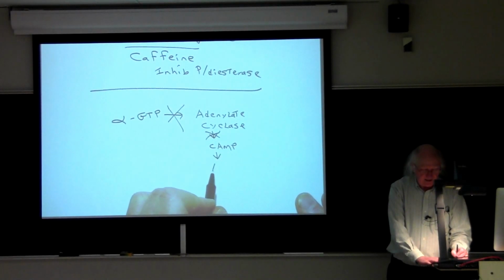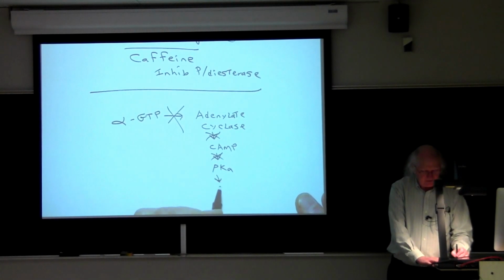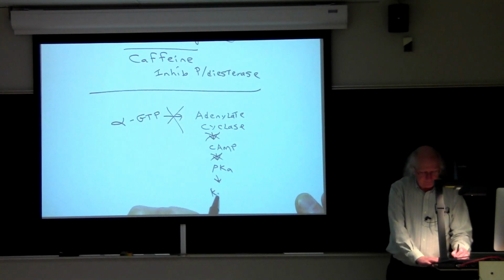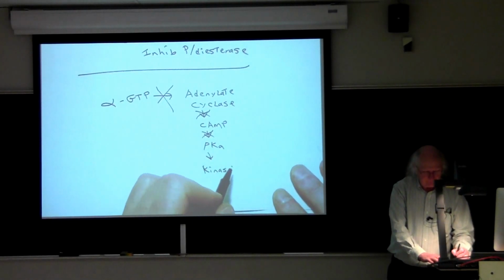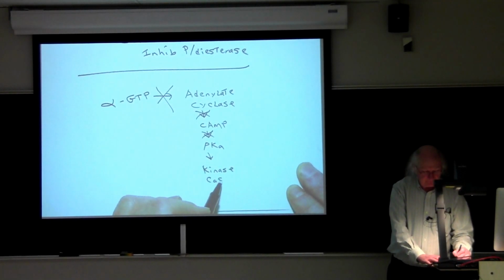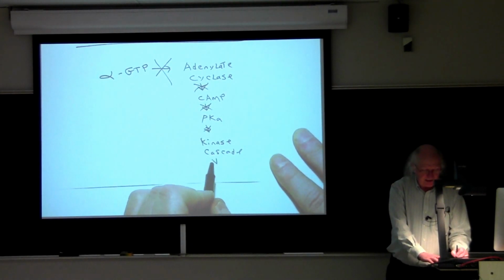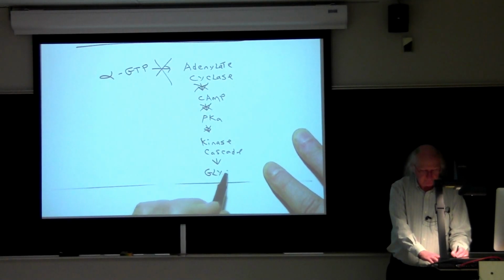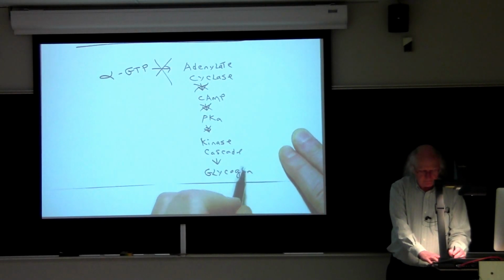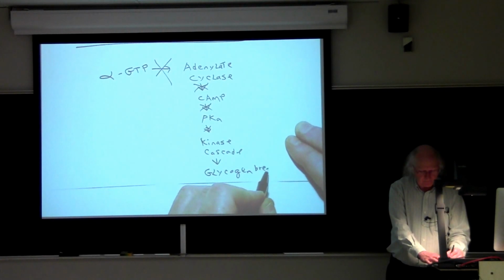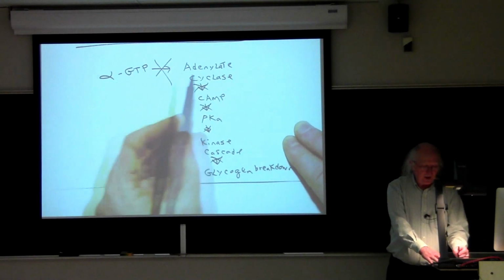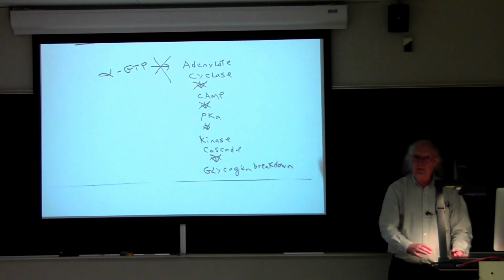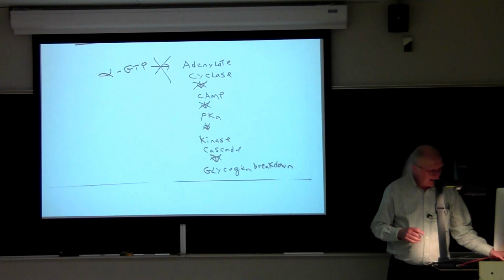Cyclic AMP would not activate protein kinase A. Protein kinase A would not activate the kinase cascade. And the kinase cascade would not activate glycogen breakdown. So this cell would not be able to go through all these processes and would not be able to provide glucose to the body as needed.